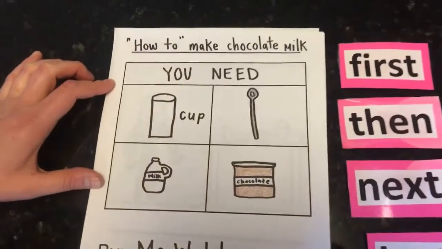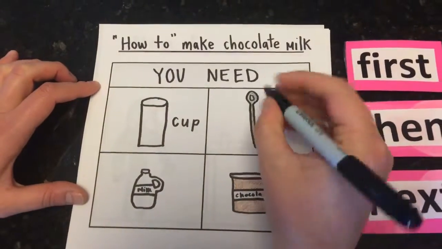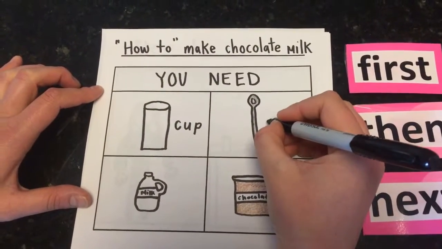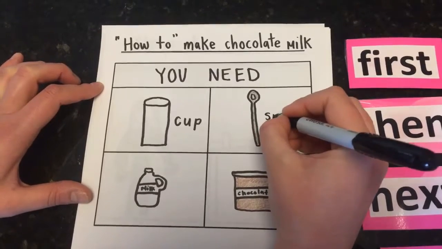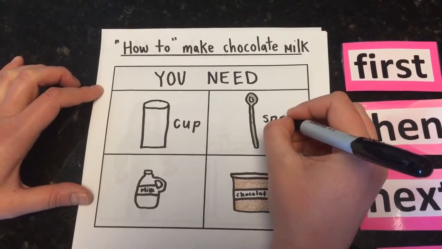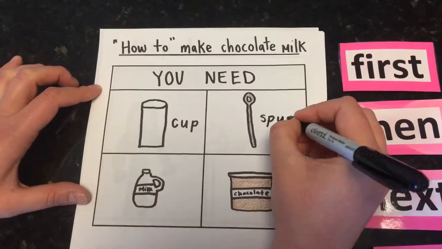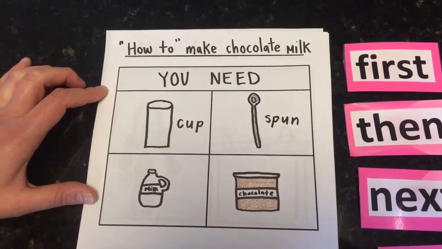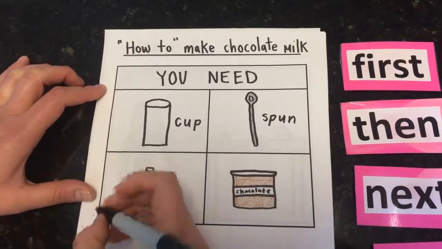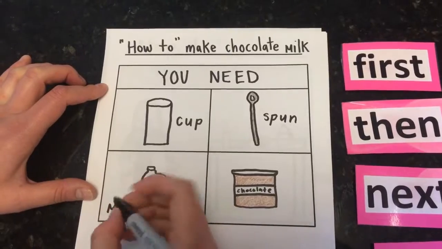Nice. Now I'm gonna do spoon, sp. It's a blend. Oh, there's a blend. Now I'm gonna do milk, ilk.